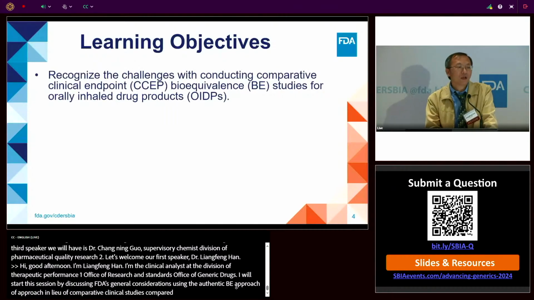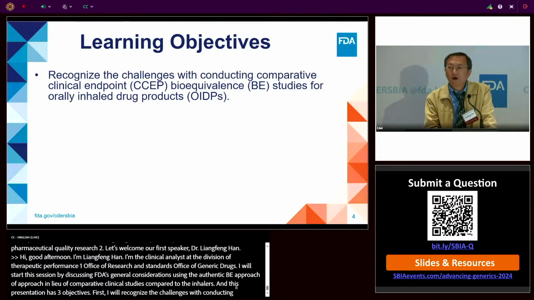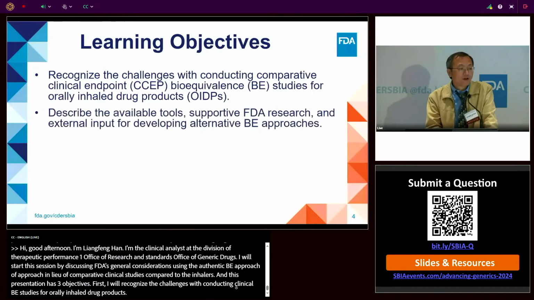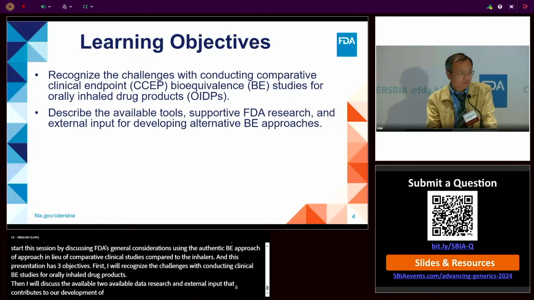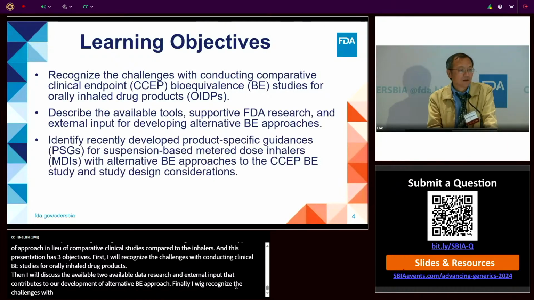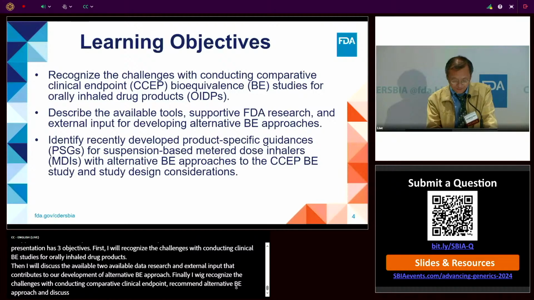This presentation has 3 objectives. First, I will recognize the challenges with conducting the clinical BE studies for orally inhaled drug products. Then I will discuss the available tool and the data from FDA-funded research and the external inputs that contribute to our development of alternative BE approach. Finally, I will list some recent PSGs for suspension-based MDIs that recommend alternative BE approach and discuss their study design considerations.